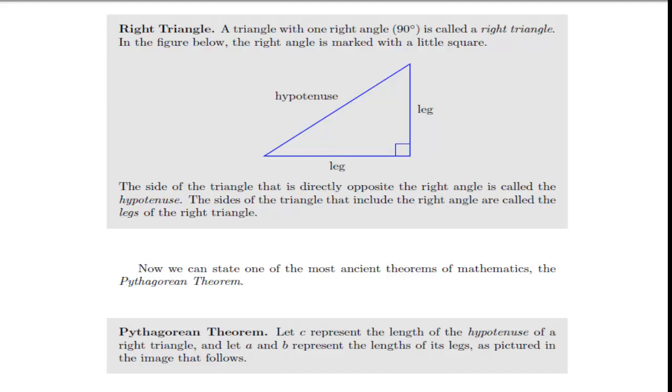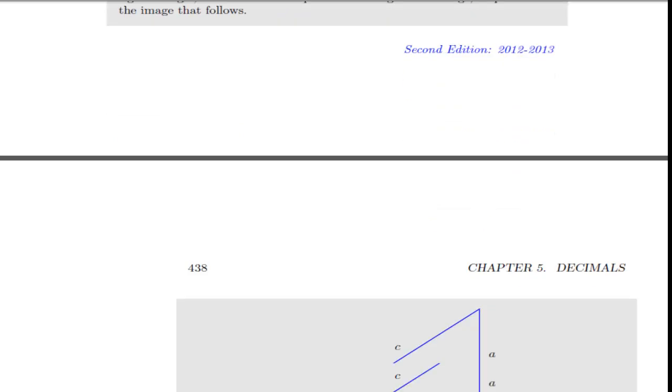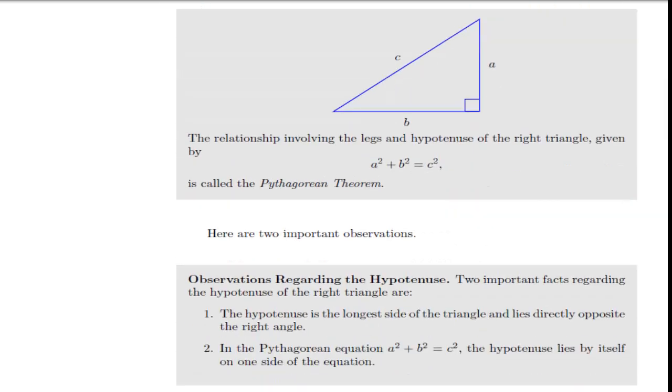Now we can state one of the most ancient theorems of mathematics, the Pythagorean Theorem. Let c represent the length of the hypotenuse of a right triangle, and let a and b represent the lengths of its legs, as pictured in the image that follows. The relationship involving the legs and hypotenuse of the right triangle, given by a squared plus b squared equals c squared, is called the Pythagorean Theorem.